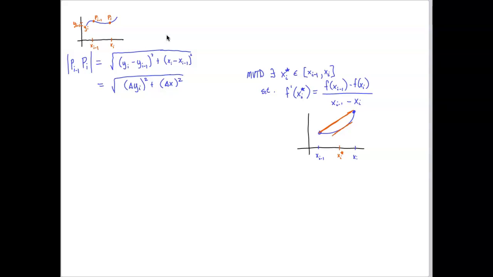And I can manipulate that formula by multiplying. All I'm going to do is multiply over the denominator. So that's going to say that f prime of xi star times xi minus xi minus 1 equals f of xi minus f of xi minus 1. And I know I reversed the order. The order doesn't matter as long as it's consistent.